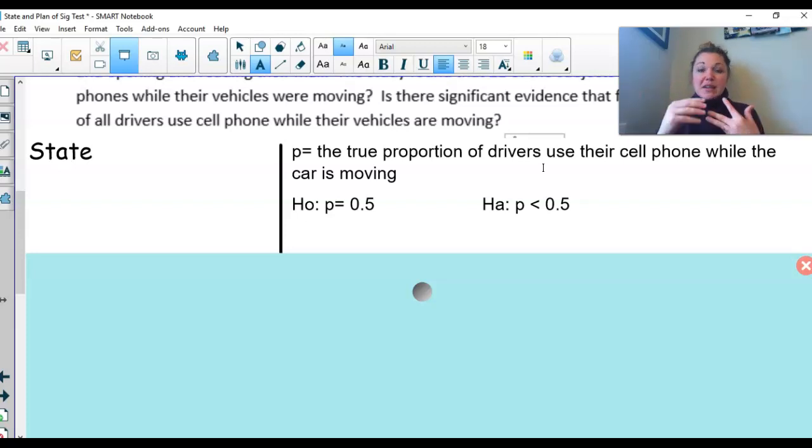We're going to be finding a z-score and a p-value. And in order to use that tool, we need to meet some conditions.